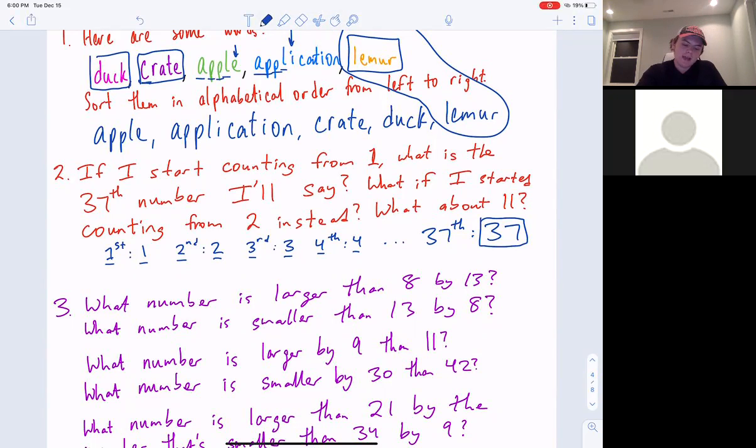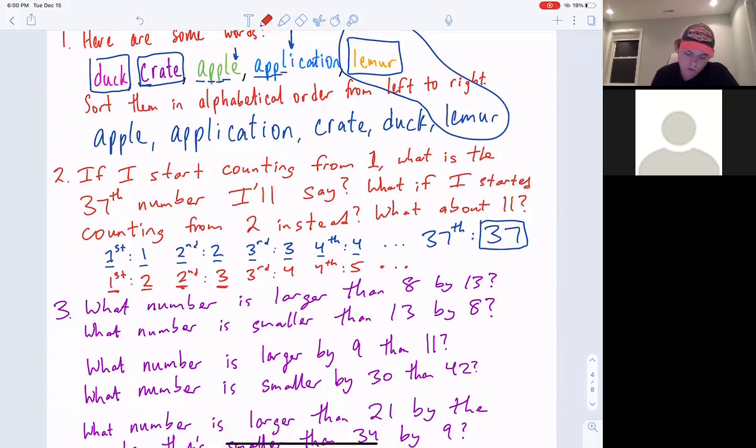If I start counting from 2 instead, well, then I'll basically just shift everything, right? Now, if I start from 2, then I'll say 2, 3, 4. And so the first number I say is 2. The second number would be 3. The third number would be 4. Fourth number would be 5, and so on. And so what I have now is 2 is just the number after 1. It's 1 more than 1. 3 is 1 more than 2. 4 is 1 more than 3. And so on. So all I did was I shifted all the numbers up by 1. And so what that means is that the 37th number that I'll say is 38.